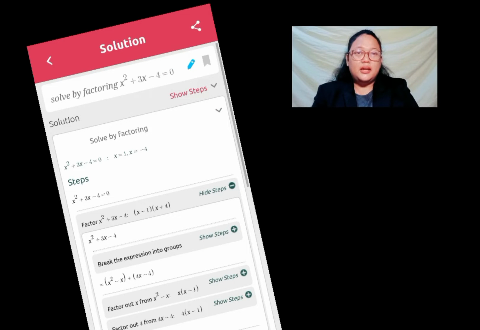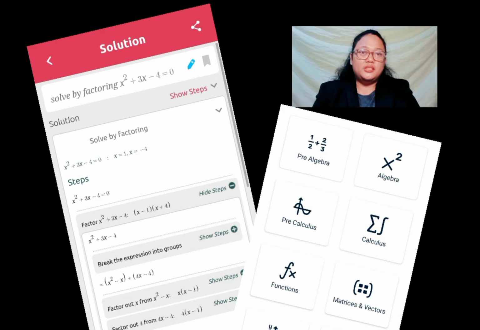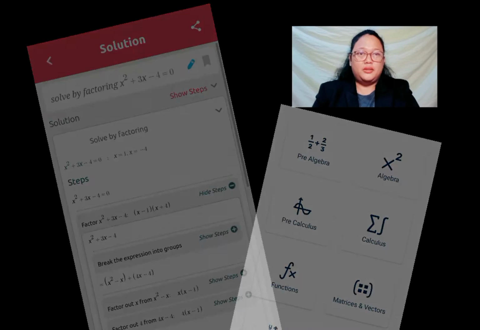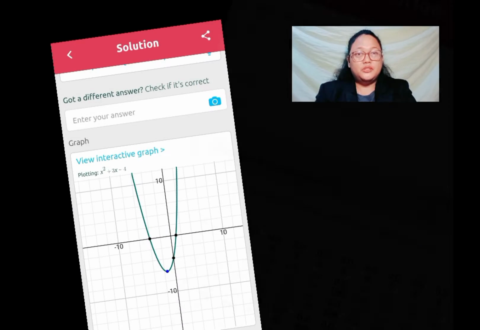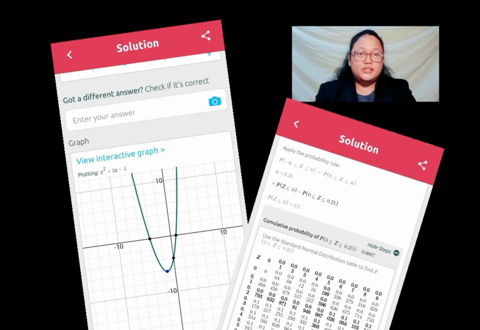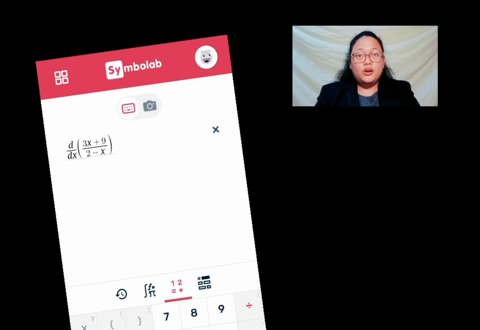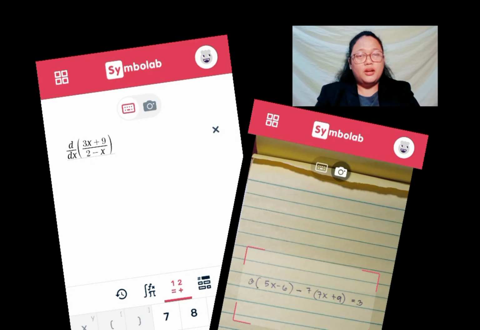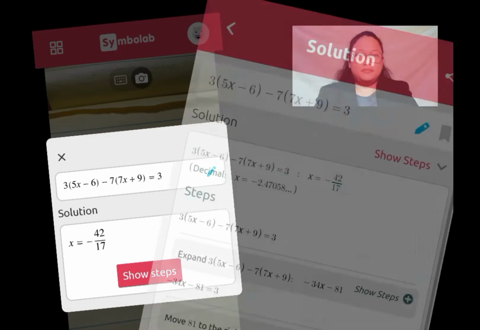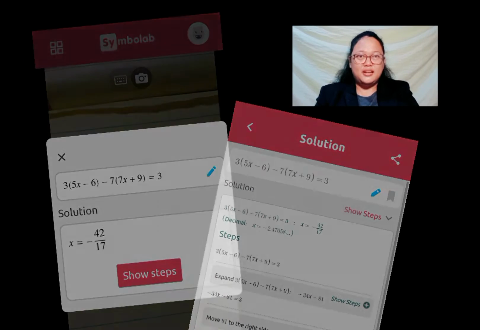Symbolab provides step-by-step solutions to math problems in a range of subjects including algebra, calculus, trigonometry, and many more. It also shows visual representations of graphs and charts. It is very easy to use as it has a neat and clean interface. You can just type in your math problems or scan the problem through your camera, and the app will recognize it and provide a solution for that problem. Let me show you how it's done.